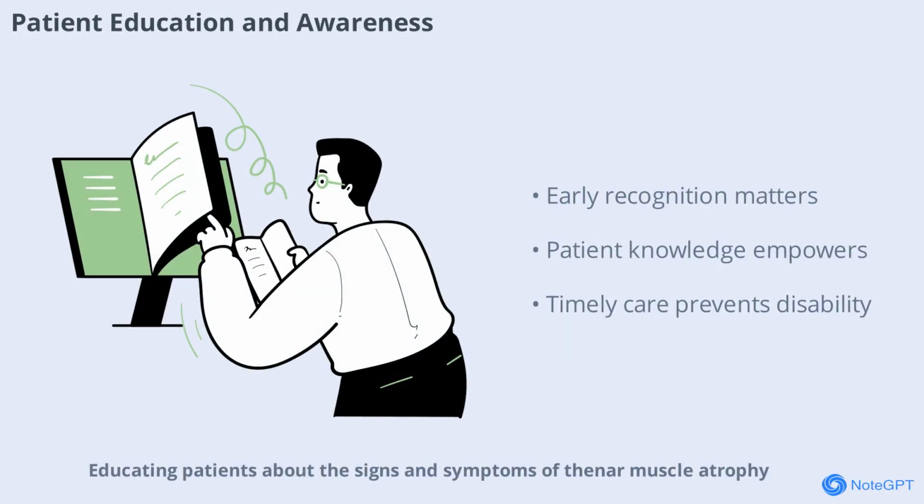Educating patients about the signs and symptoms of thenar muscle atrophy, especially those at risk for carpal tunnel syndrome, is crucial. Early recognition and prompt medical evaluation can prevent progression to severe atrophy and permanent hand dysfunction. Empowering patients with knowledge supports better health outcomes and encourages timely intervention.